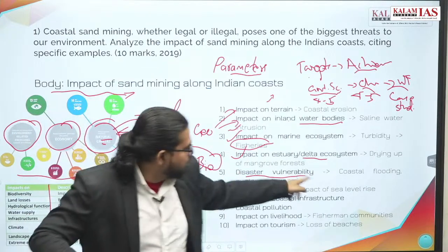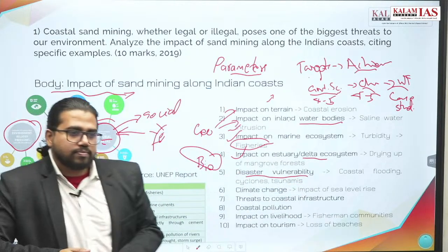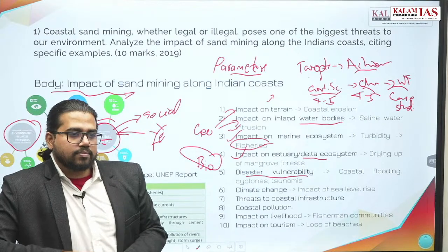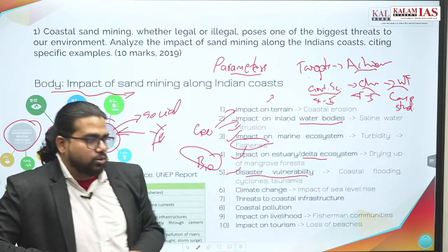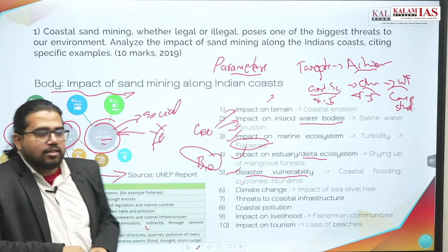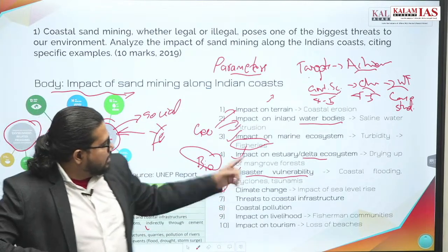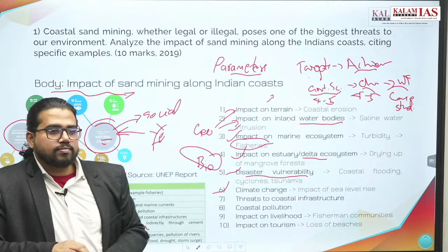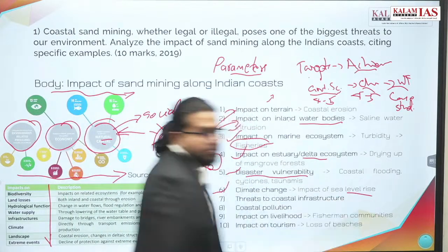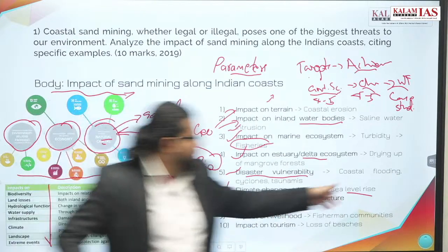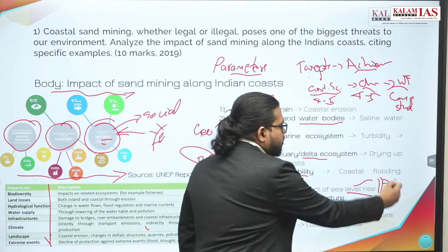Disaster vulnerability is increasing. How? Coastal degradation will increase. Buffer zones, mangroves will be lost. All these you can connect. Climate change, how will you connect? Connect it with sea level rise. Which report will you cite? Connect something related to IPCC.